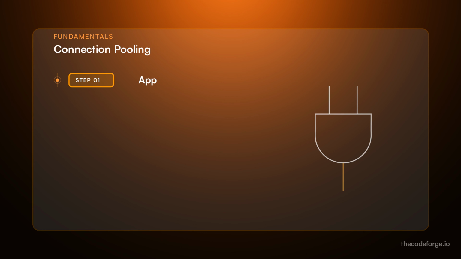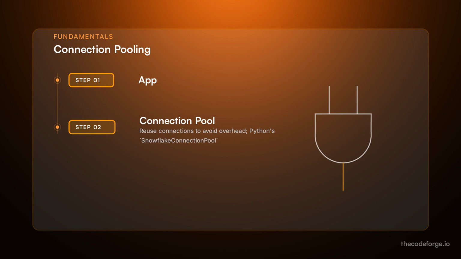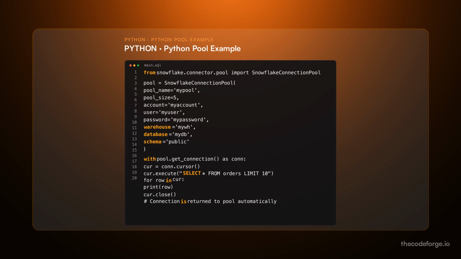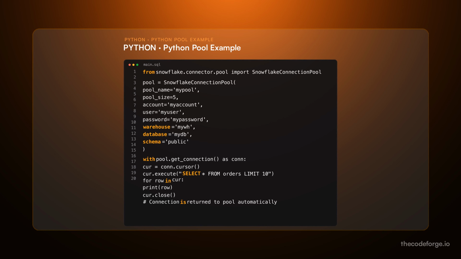Connection pooling is essential for production. It reuses connections instead of creating new ones for each request. The Python connector provides a Snowflake connection pool for this purpose, and you can configure the pool size based on concurrency. Then, monitor with show sessions to ensure optimal usage. This example creates a pool of 5 connections. The with statement ensures the connection is returned to the pool after use. This prevents connection leaks and improves performance.